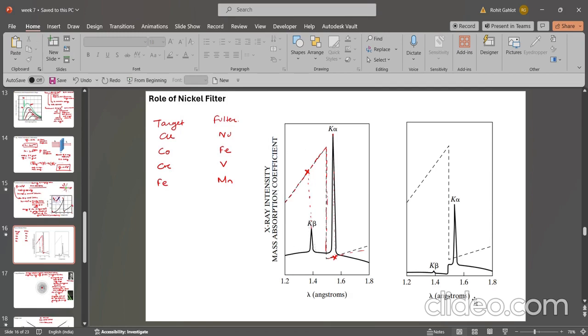It reduces the intensity of the K beta to a minimal level. But still, in the background it comes; I will show it in the last slide.